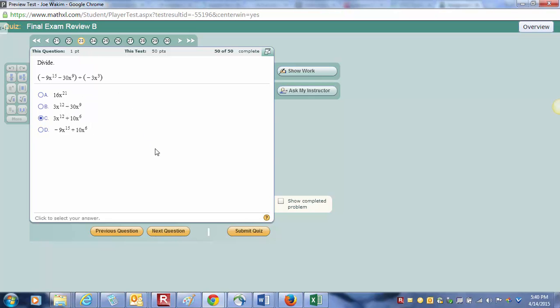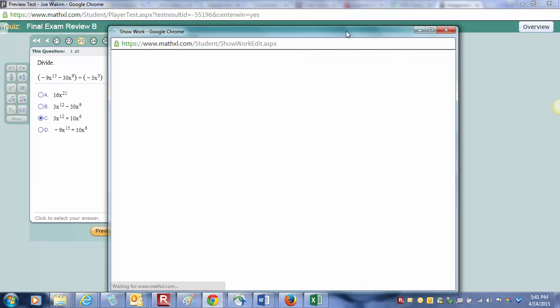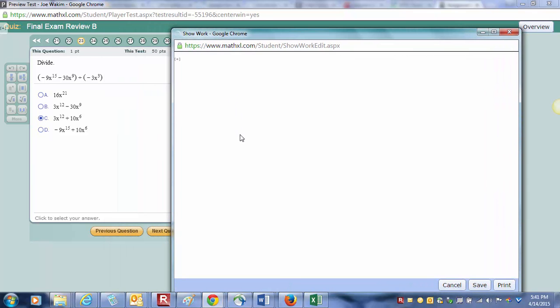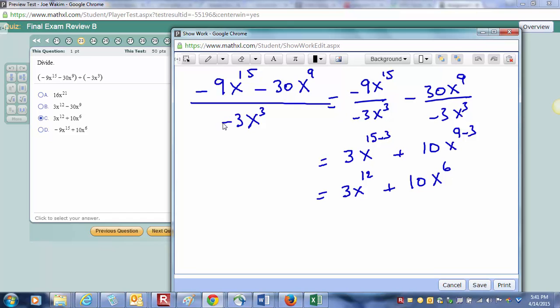Number 23, we want to divide, so I want to put minus 3x cubed in the denominator and divide each term. So this is the way we're going to do it. We're going to divide this by minus 3x cubed, and negative 30x to the power 9 by minus 3. So I split the fractions. Negative divided by negative is positive. 9 divided by 3 is 3.